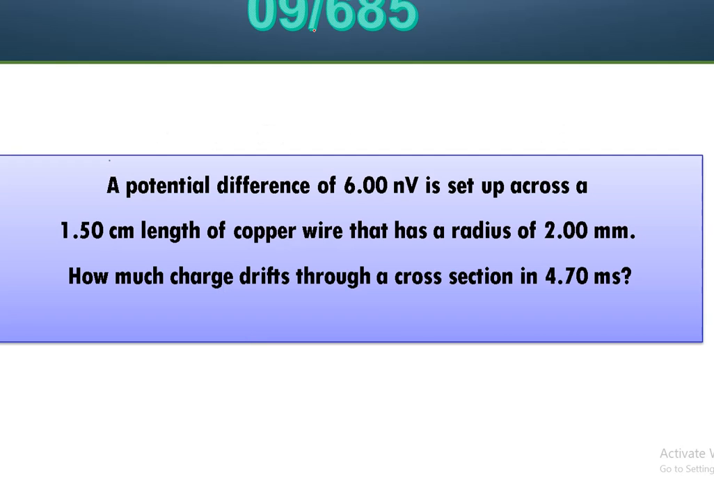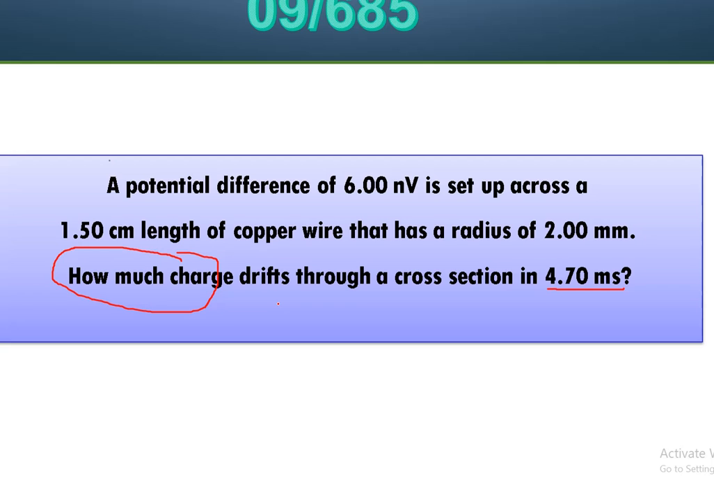The first question is question number 9. A potential difference of 6 nV, nV meaning nanovolt, is set up across a 1.5 centimeter length of copper wire that has a radius of 2 millimeter. How much charge drifts through a cross section in 4.70 millisecond? So what they have asked is, in this time, how much charge will drift?